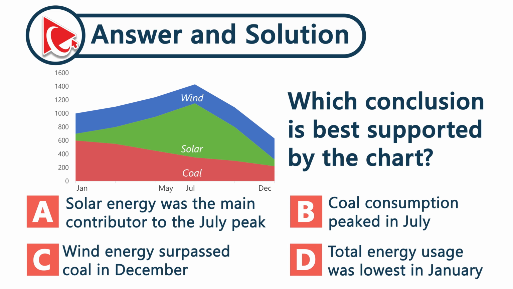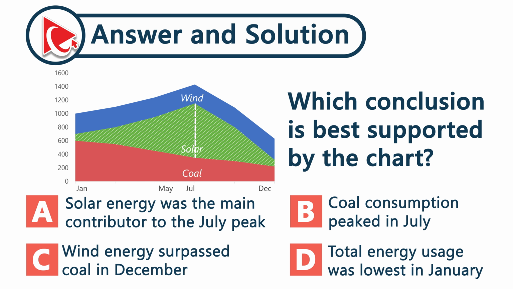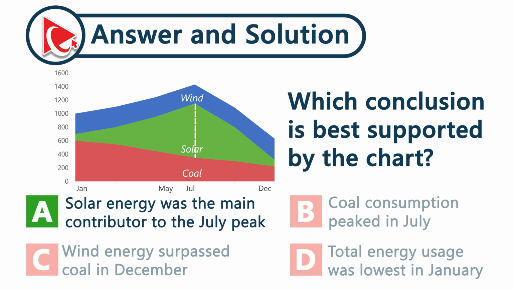Observe the chart closely. Notice how each energy source fluctuates through the month. Can you determine which one dominates in the July peak? I think you've got it. Solar surges strongly in the summer, pushing total energy usage to its highest point. And the correct answer here is choice A. Solar energy was the main contributor to the July peak.